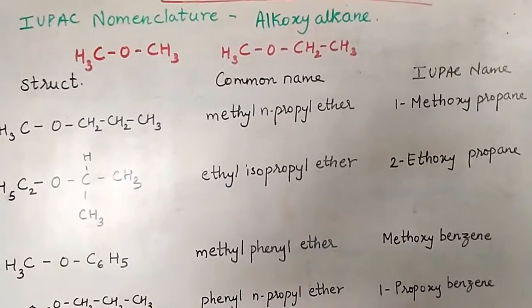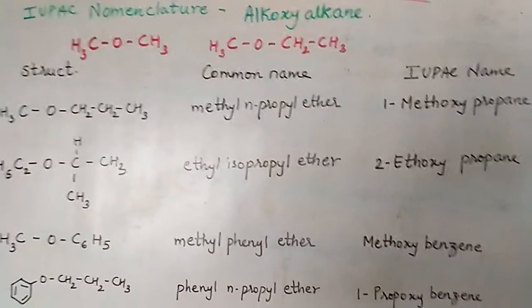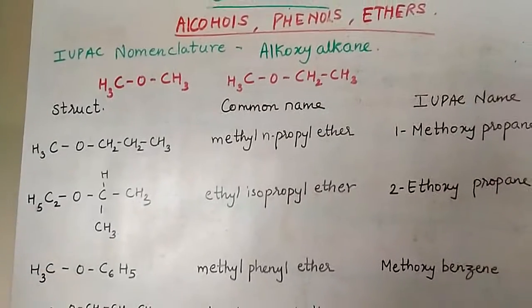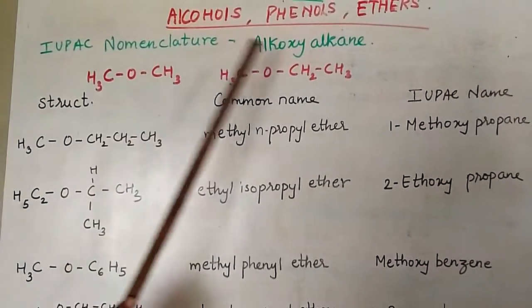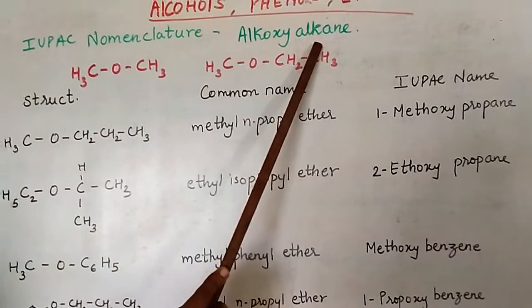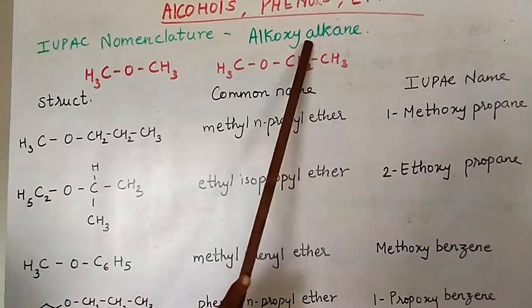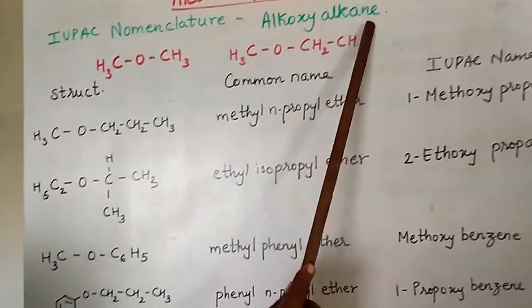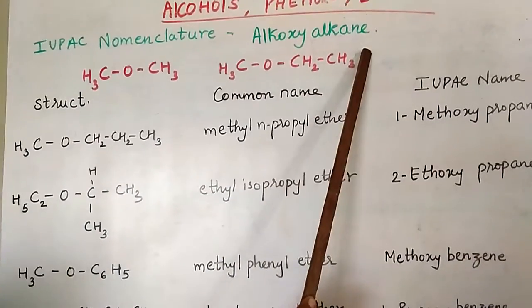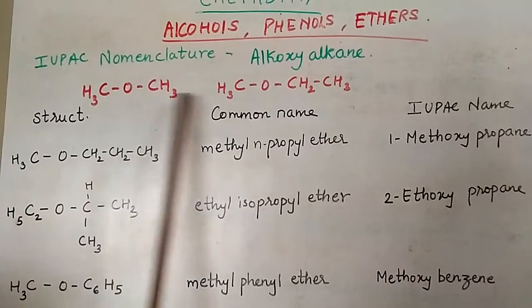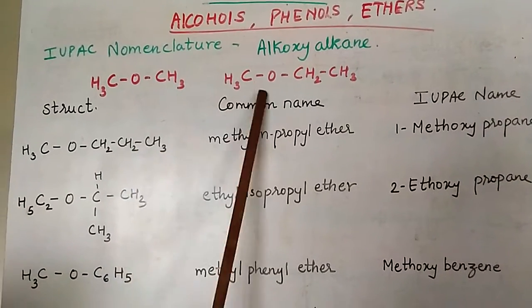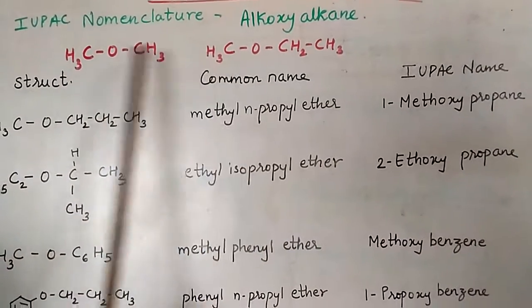We'll see the IUPAC nomenclature of ethers. Now it should be realized that ethers are named as alkoxy-alkane. We have to name them as alkoxy-alkane. This is the naming system in IUPAC name. Now we've taken two examples here to study how the ethers are named.